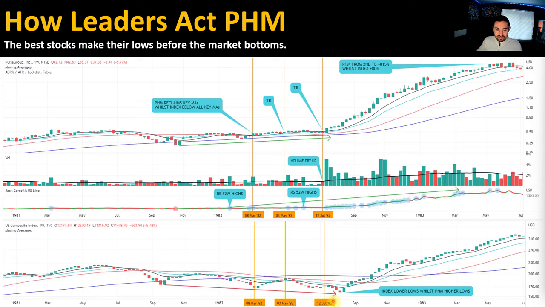It's breaking out before the index even makes its lows. The stock is extremely strong, and then it's breaking out on the weekly chart with a 52-week high. Do you see the importance of relative strength in the 52-week highs?